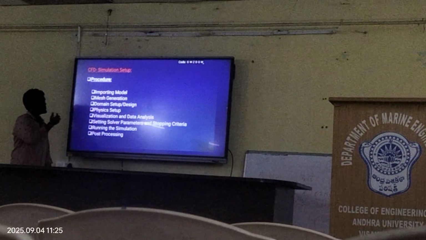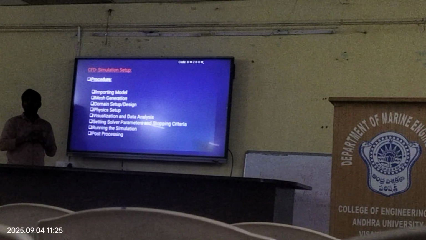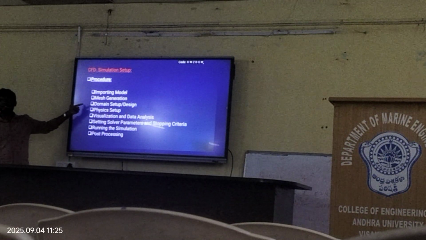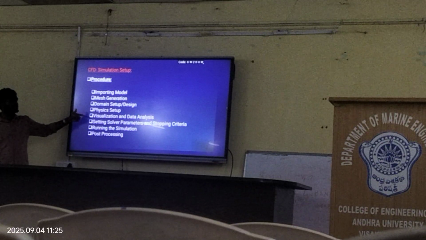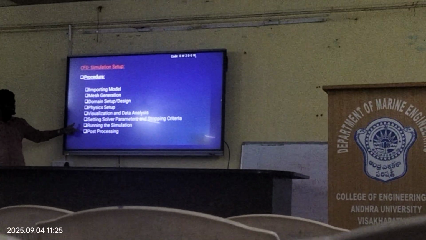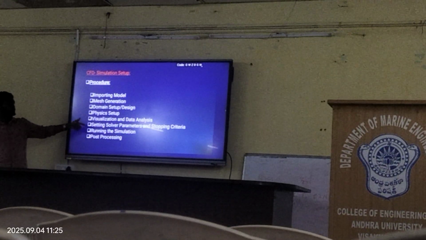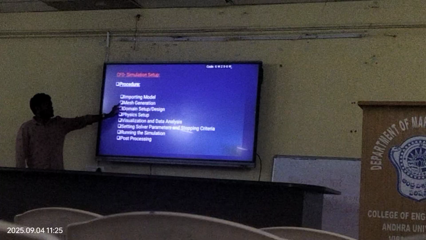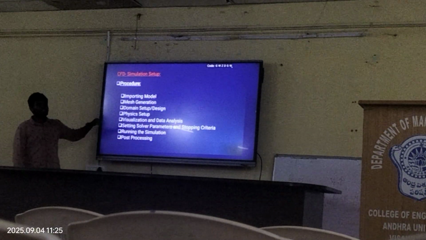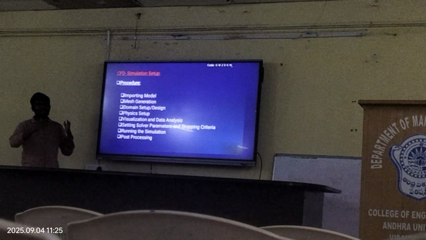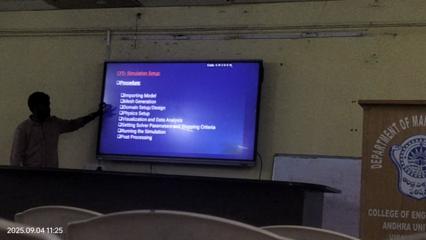So, CFD simulation setup. CFD simulation setup involves several steps such as importing the model, mesh generation, domain setup, physics setup, visualization and data analysis, setting solver parameters and stopping criteria, running the simulation, and post processing. Importing the model refers to importing your CAD drawing, and mesh generation should be done in such a way that the boundary layer is finely meshed, with the mesh size gradually increasing.